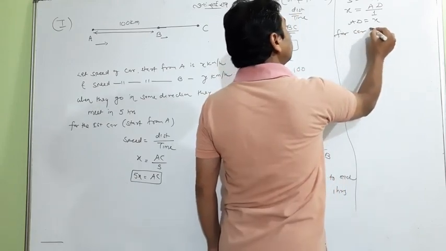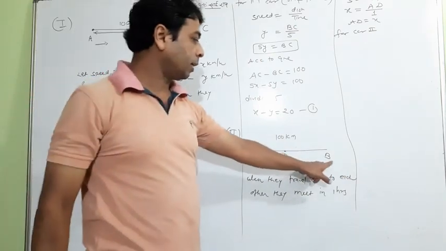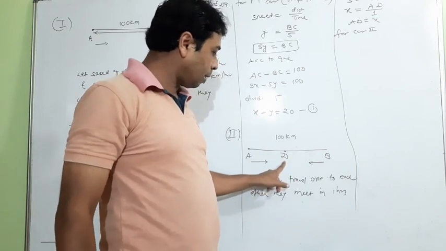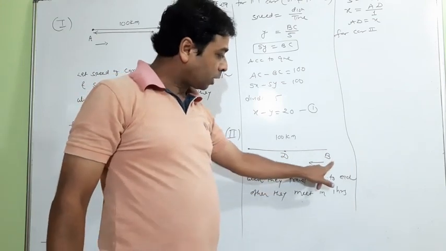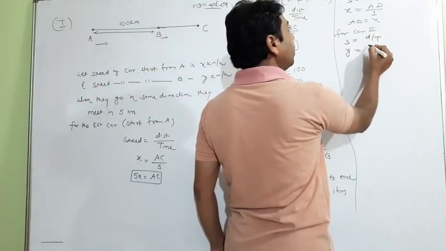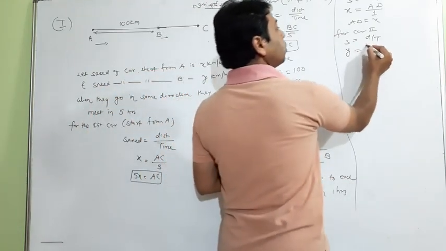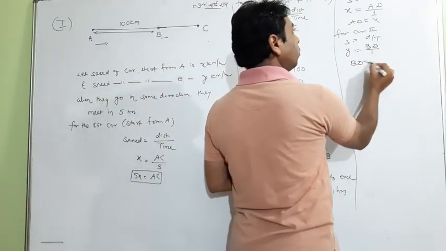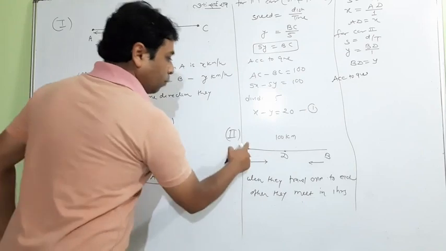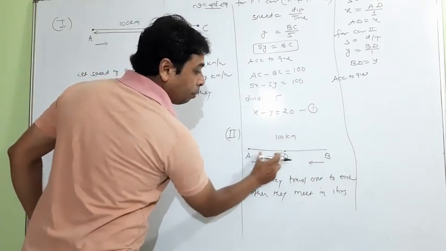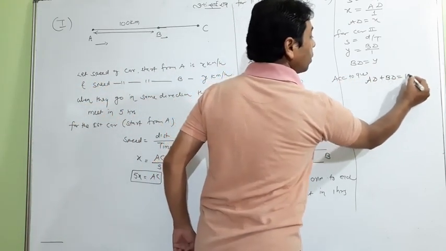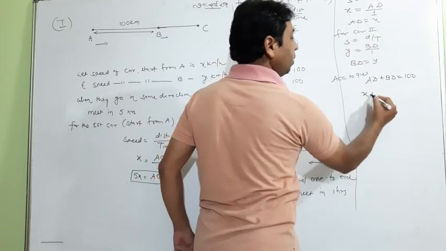For car 2, the second car, which starts from B and goes in that direction, they are meeting at point D after 1 hour, meaning the time of car B is also 1 hour. Speed is equal to distance upon time. Speed is y, distance is BD. So BD upon 1, definitely BD is equal to y. Now A to B is 100 km, which is AD plus BD. So AD is x, BD is y, and x plus y is equal to 100.